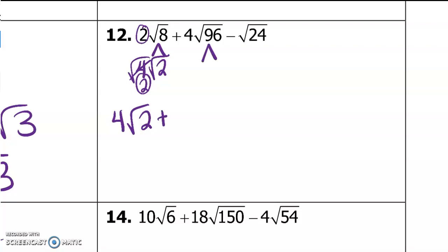96 gets broken into 16 times 6. Again, you just need to go through that perfect square list and find what perfect square goes into 96.